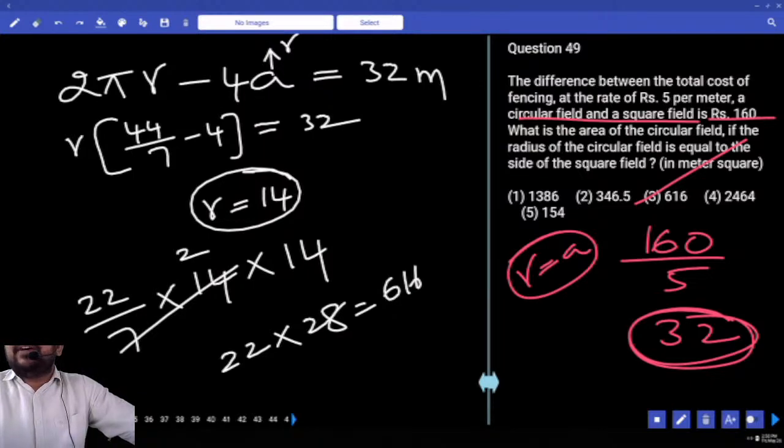Remember, whenever they give a per meter cost, the work is going to be done for the circumference, the perimeter. Whenever they give a per square meter cost, the work is going to be done for the area. Are you clear? That is a keyword for us.